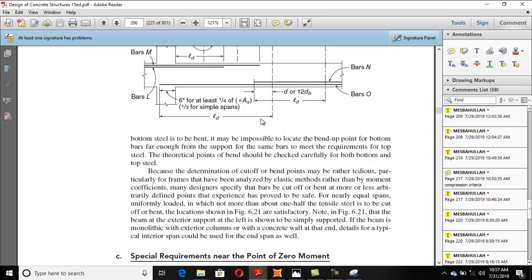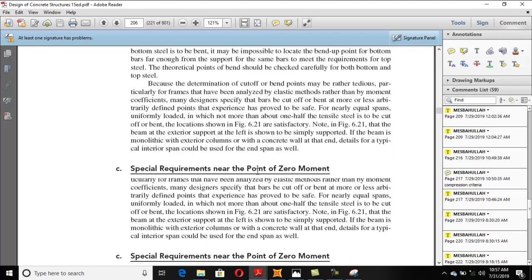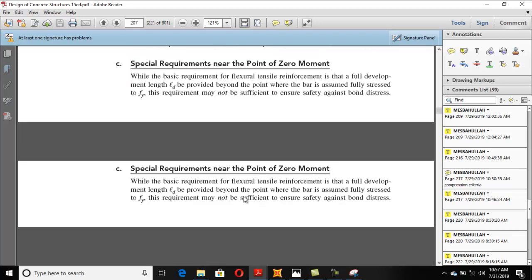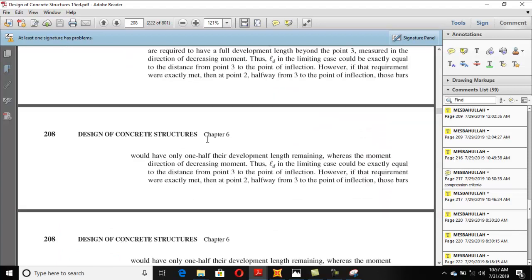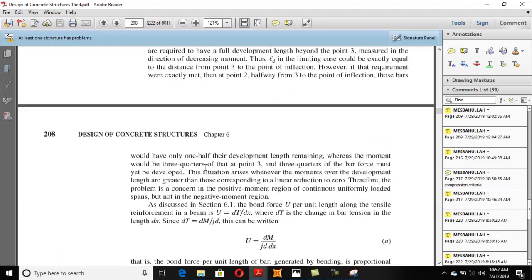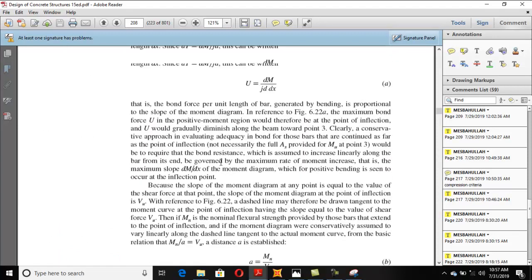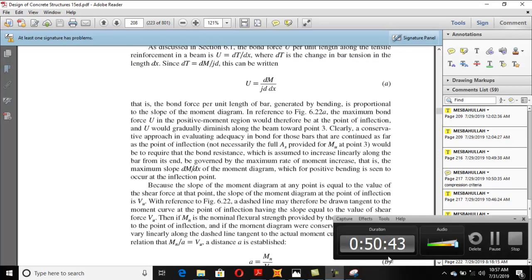Inshallah, I will explain these terms and do some practical examples given in the Nilson book and also in the McCormac ACI book. I think you need to understand these terms. Recall the development theory, and then inshallah we'll proceed.